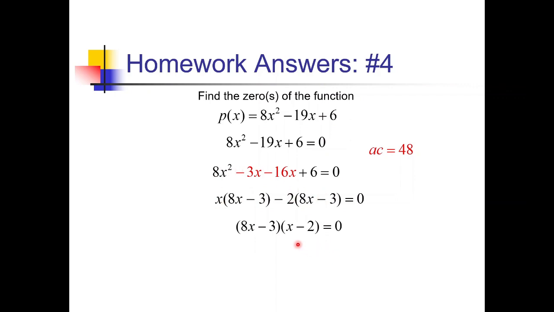All right, so setting each of these equal to 0 and solving, if 8x minus 3 equals 0, that means 8x equals 3. And then dividing by 8, we get x equals 3 over 8. And then 2 minus 2 is 0, so that's my other answer.